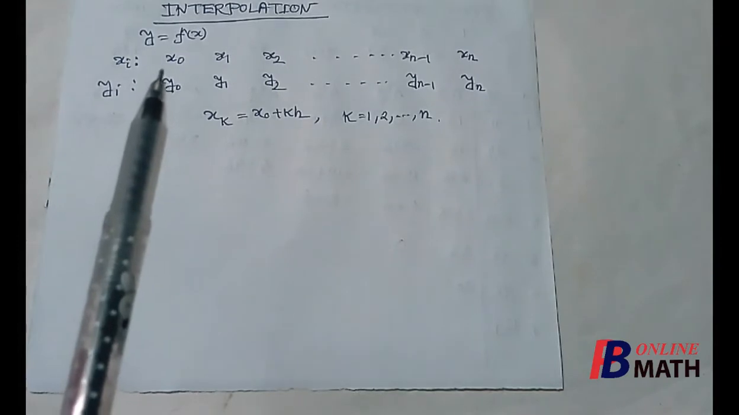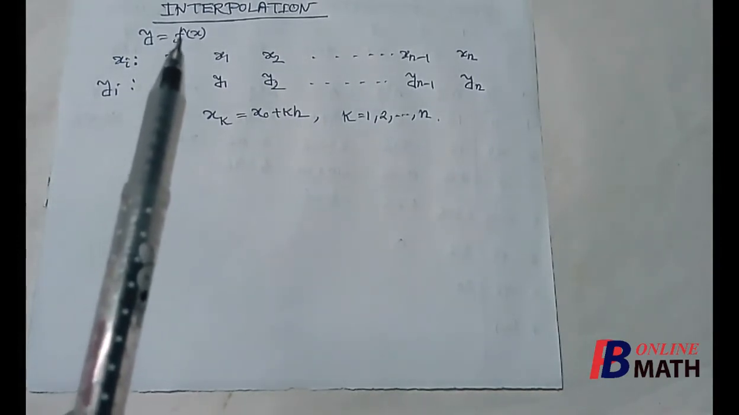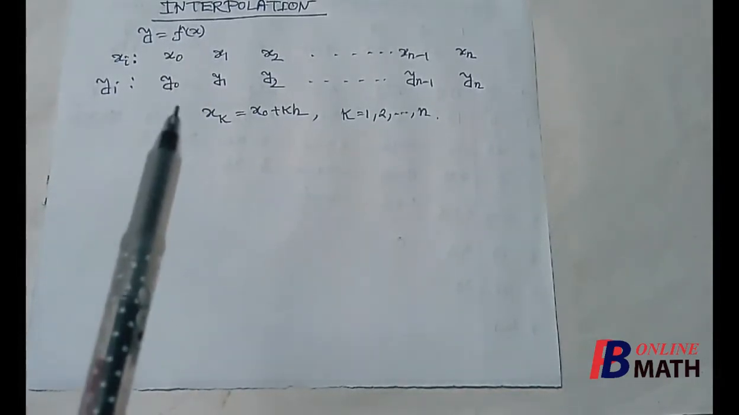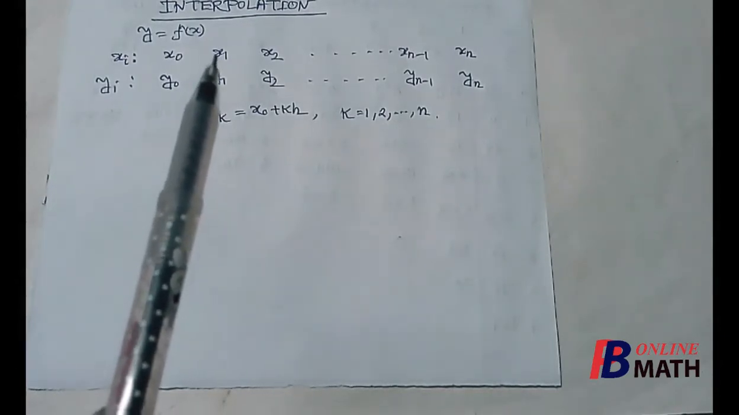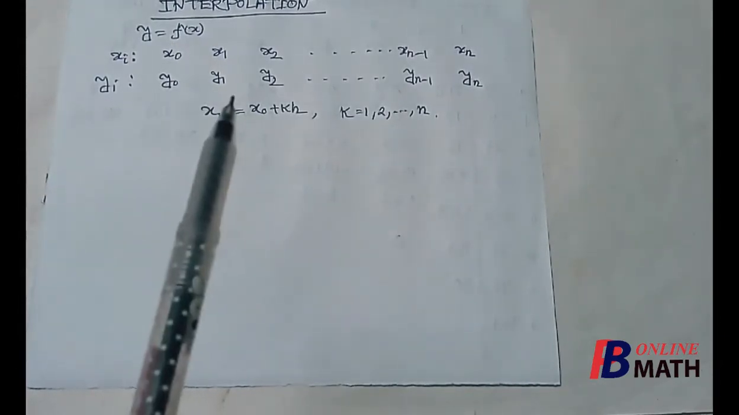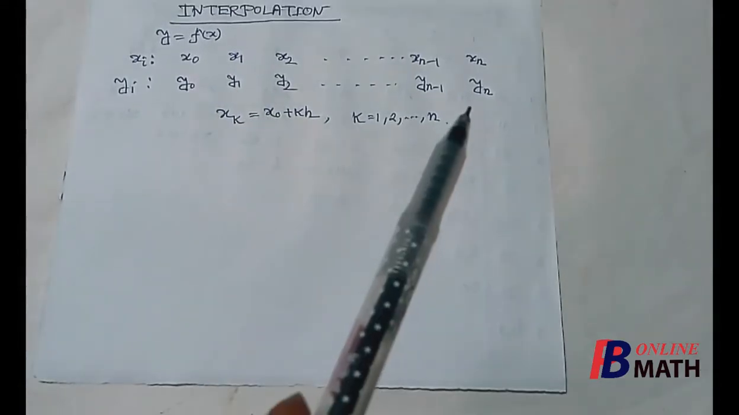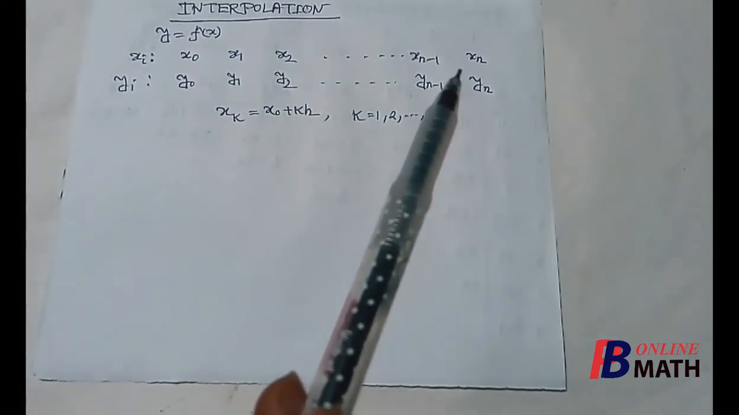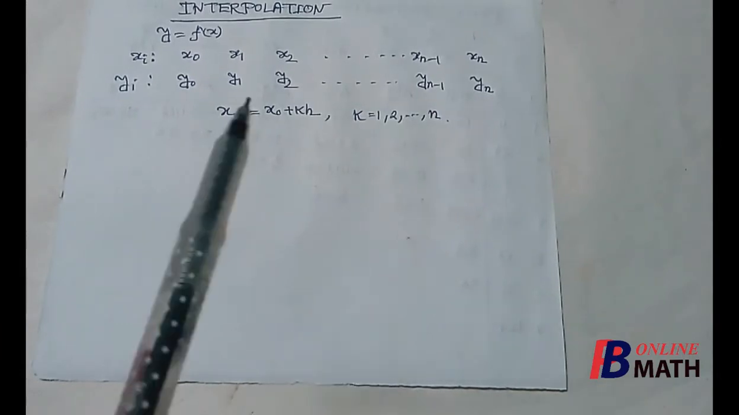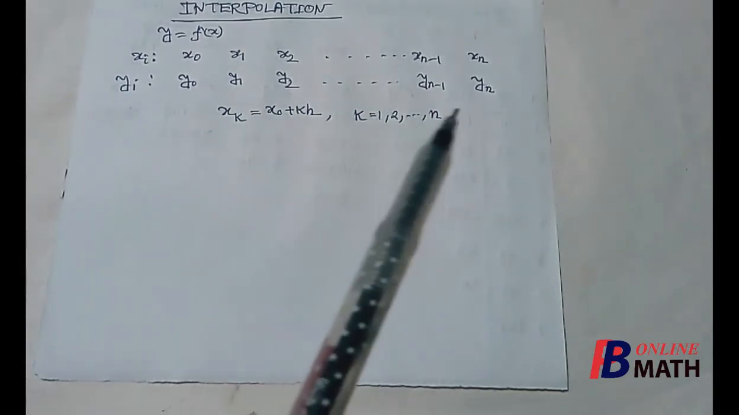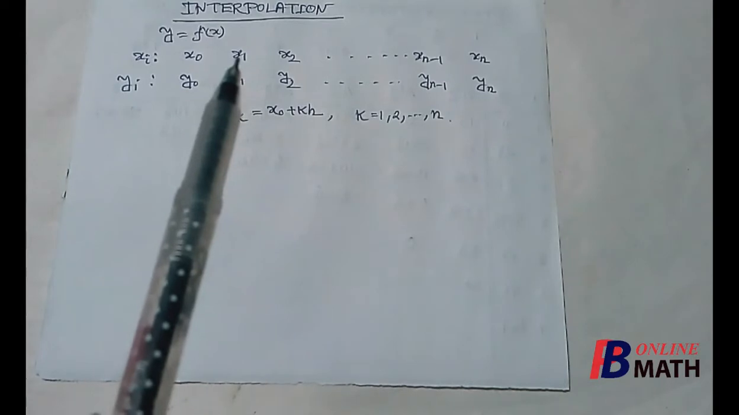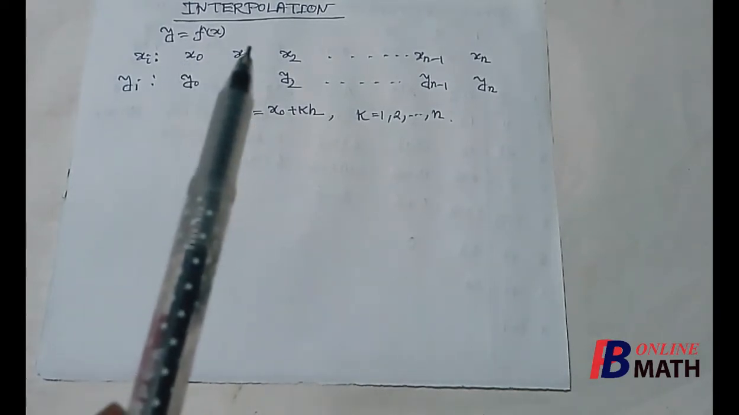As for example, at the point x0, the functional value of f(x) is y0. At the point x1, the value of this function is y1. At the point x2, the value of this function is y2. And similarly, at the point xn, the value of this function is yn. So we have n plus 1 number of values of this function f(x), but the function is not known to us.